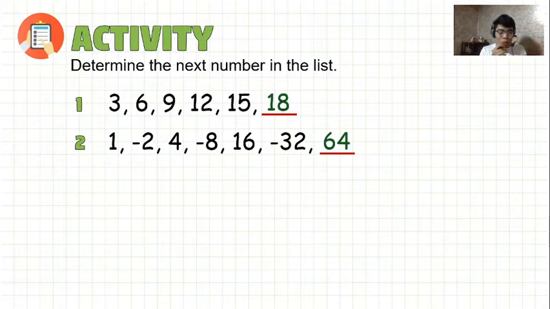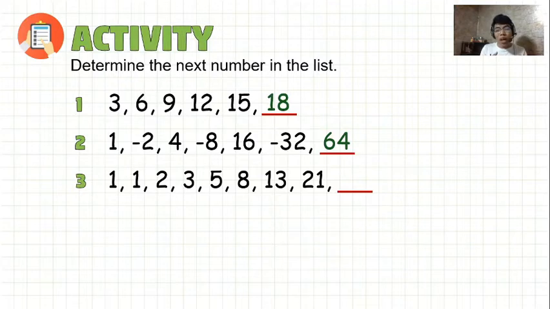Here we have 1 times negative 2. The second term will be negative 2. Negative 2 times negative 2, the third number is 4. And so on. So we have negative 32 times negative 2. The answer is 64.